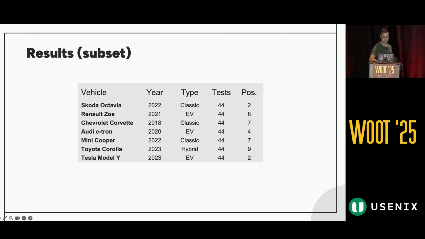Here I summarized a bit the results. We have a really, really big table coming up if someone is curious, but you can see we tested both classic cars, electric vehicles, hybrid cars, different brands, different years, very recent also because Tesla's 2023, Toyota's 2023. All of them resulted in at least a couple of positives.